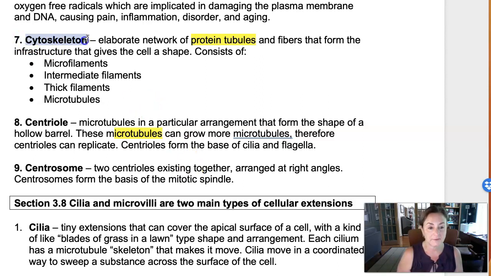So the cytoskeleton is protein tubules, all different types: microfilaments, intermediate filaments, thick filaments. You can see the small, medium, and large filaments, basically. A filament is like a solid protein fiber compared to a microtubule, also very common, but you can hear in the name too, that's a protein that's hollow like a straw. And so all of those proteins can create like an infrastructure within the cell that gives the cell a shape.